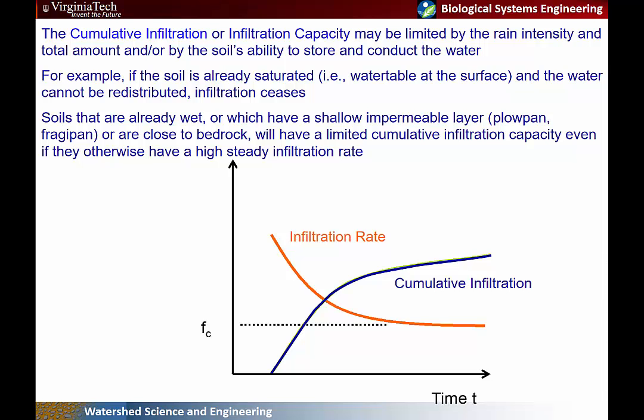Soils that are already wet or which have a shallow restricting layer, that plow pan or fragile pan, close to bedrock, will have that limited infiltration capacity, even if they have relatively high steady state infiltration. So again, if we have a sandy soil overlaying a plow pan, it can infiltrate that moisture very quickly, but it's only going to infiltrate a limited amount of it. If the soil is a foot deep with 50% porosity, let's say, it can only infiltrate 6 inches of moisture. If that soil is 3 feet deep with the same porosity, it can infiltrate 18 inches of moisture. That's the cumulative infiltration capacity.